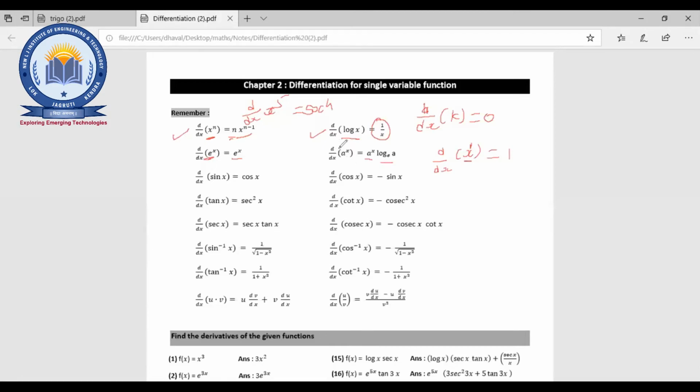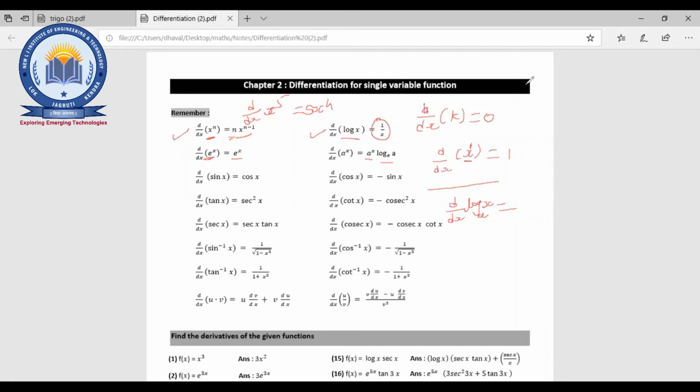And d by dx of log x equals 1 by x. So log x means base e. Now what happens if we have log x with a base? I am writing d by dx of log x. Anyone know the answer for this?